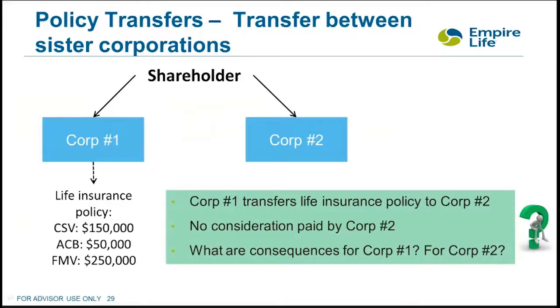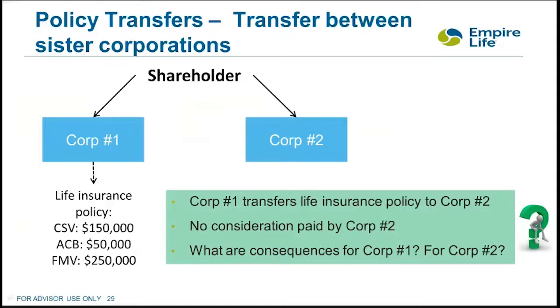Here we're looking at a shareholder owning all the shares of Corporation 1 and of Corporation 2. Corporation 1 owns a life insurance policy on the life of the shareholder, and Corporation 1 is about to be sold, so it wants to transfer the life insurance policy to Corporation 2. The life insurance policy is the same as what we'd looked at before: cash surrender value $150,000, ACB of $50,000, and fair market value of $250,000.